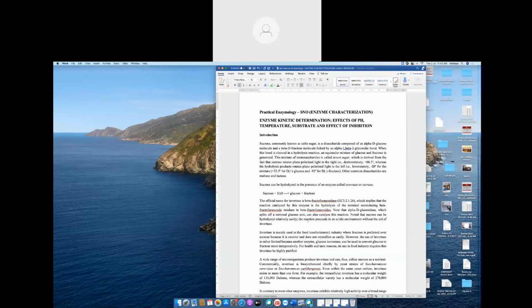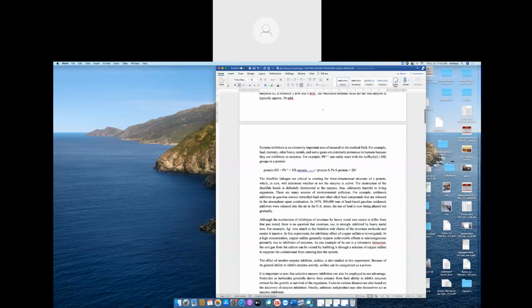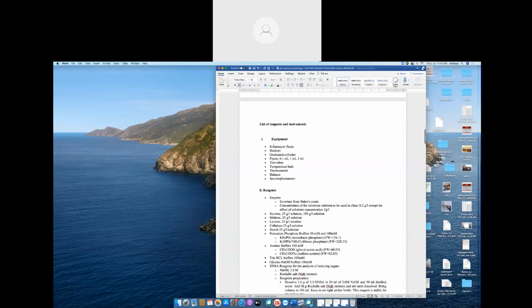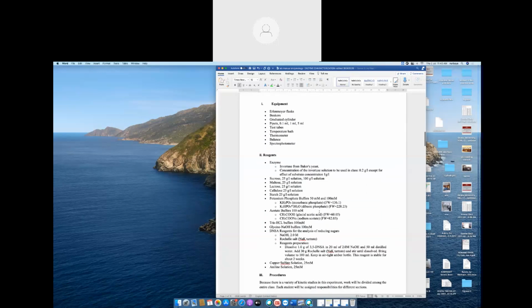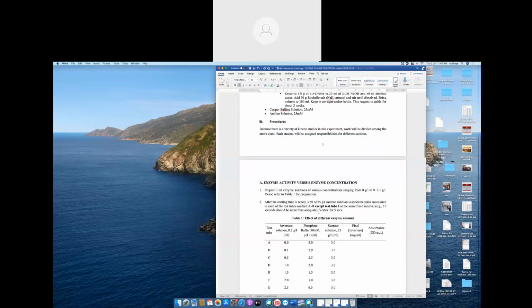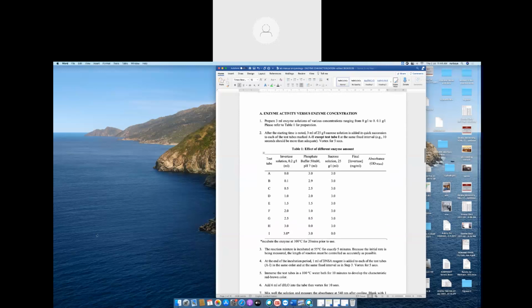Okay, so now we will go with the first step, and this is the equipment and reagents required. You can check on this. Now we have experiment A: we want to check the activity of the enzyme versus enzyme concentration.